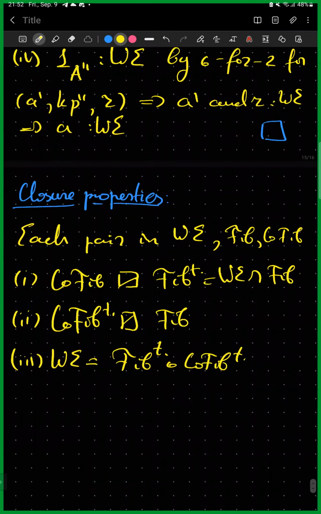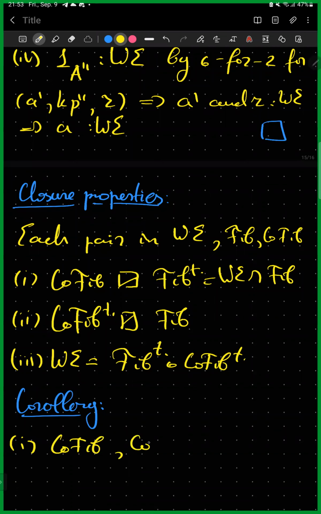And this in turn implies that, so this ability to recover fibrations, cofibrations, and weak equivalences implies that, first, the subcategory spanned by cofibrations and trivial cofibrations gives a subcategory which is closed under pushouts.